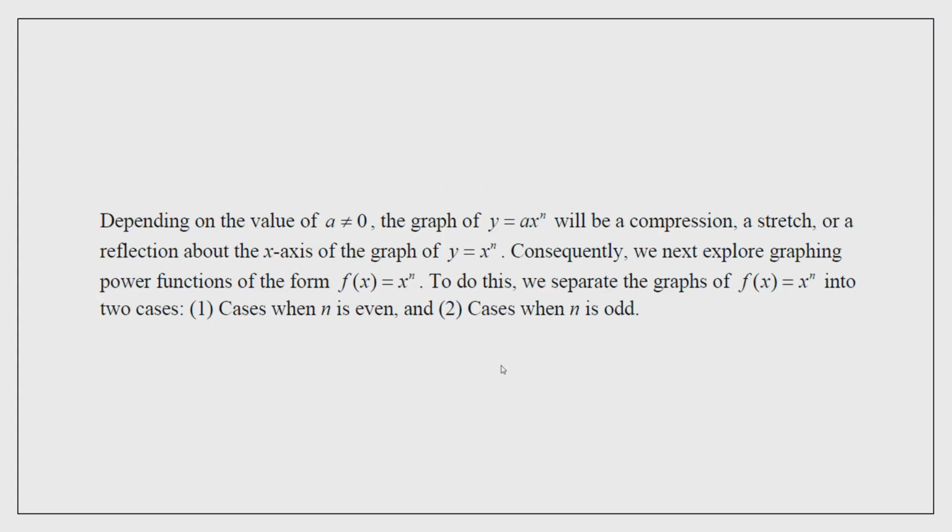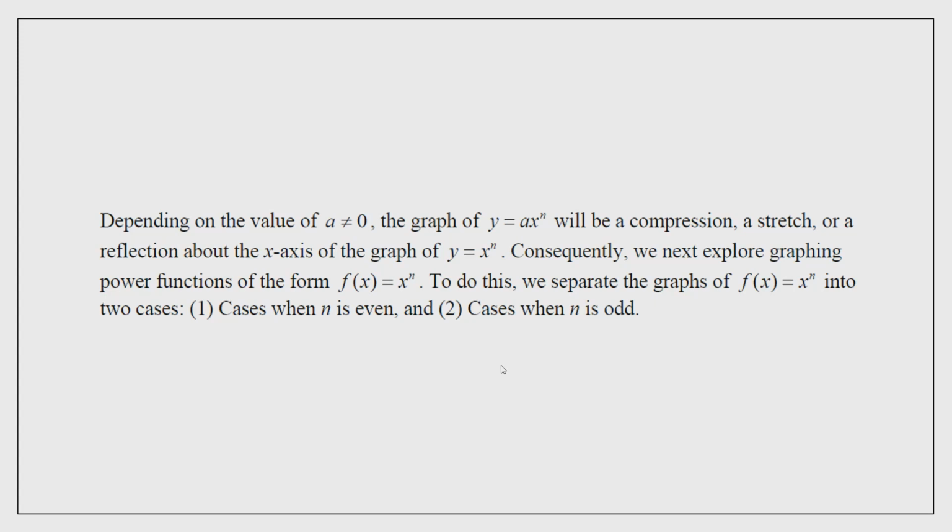Depending on the value of a, where a does not equal 0, the graph of y equals a times x to the power n will be a compression, a stretch, or a reflection about the x-axis of the graph of y equals x to the power n. Consequently, we next are going to explore graphing power functions of the form f of x equals x to the power n. To do this, we separate the graphs of f of x equals x to the power n into two cases. The first case is when n is even, and the second case is when n is odd.